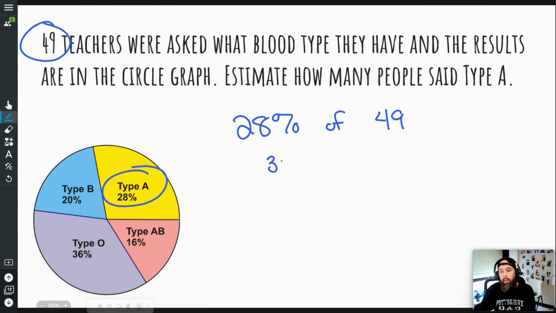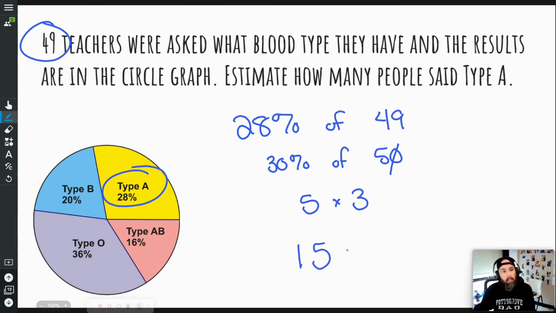So I'm going to do 30% of 50. So you take 10% of 50, you hack that off, that gets you 5. In order to get to 30%, you multiply by 3. 5 times 3 is 15. So we have about 15 teachers with the blood type A. All right.